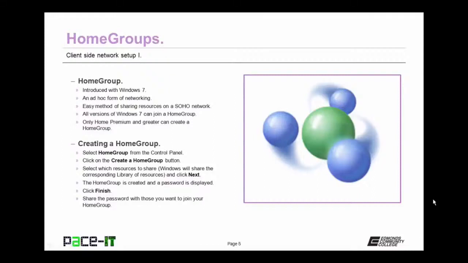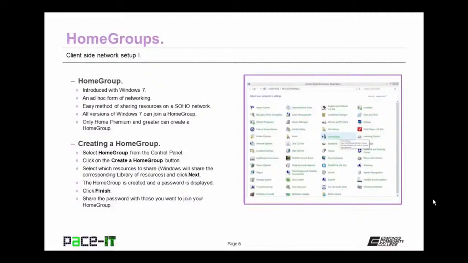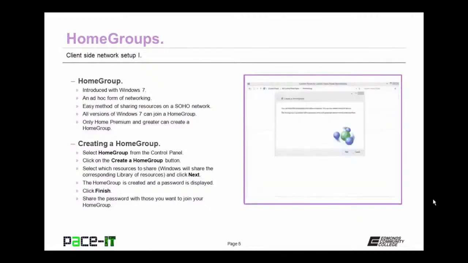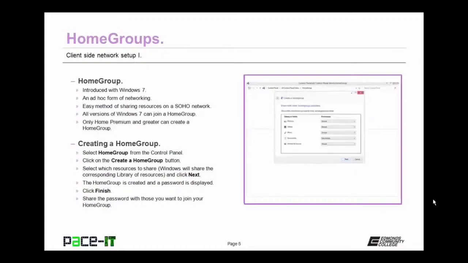Well, first off, you go to the Control Panel and you select the HomeGroup utility. Once there, you click on the Create a Homegroup button. Then you get to select which resources you want to share with the home group. Windows will share the corresponding library of resources. Then you click Next. Now the home group is created and a password is displayed. You need to write down the password because you may need it later. Then you click Finish. Then you share the password with those that you want to join your home group.